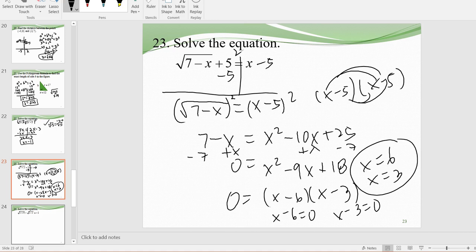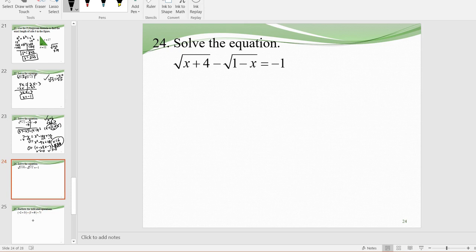Okay? I should be able to plug in a 6. 7 minus 6 is 1. The square root of 1 is 1. 1 plus 5 is 6. I get 6 equals 6. Fine with that one. Try the 3. 7 minus 3 is 4. The square root of 4 is 2. 2 plus 5 is 7. 7 is equal to 3. That is not true. Throw out the second answer. It's extraneous.